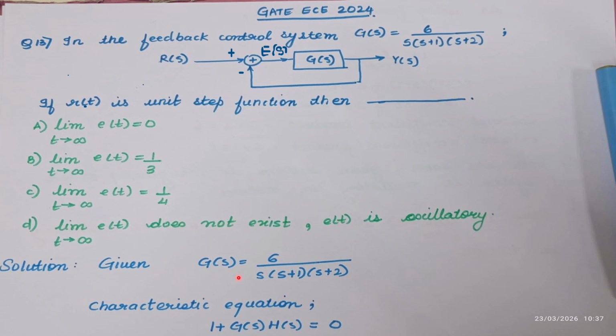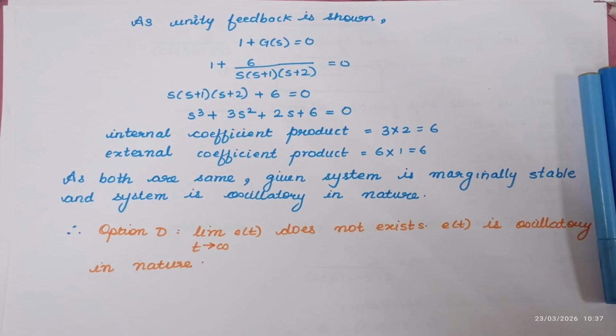So given G(s) is 6 upon s into (s plus 1) into (s plus 2), as given in the question. The characteristic equation of any system is given as 1 plus G(s)H(s) is equal to 0. Now here G(s) is given but H(s) is 1, because this is a unity feedback system. So putting H(s) equal to 1 and solving this equation, you get s cube plus 3s square plus 2s plus 6 is equal to 0.